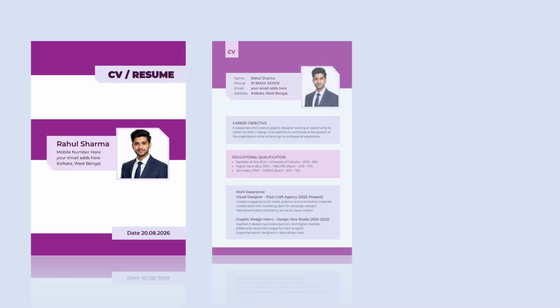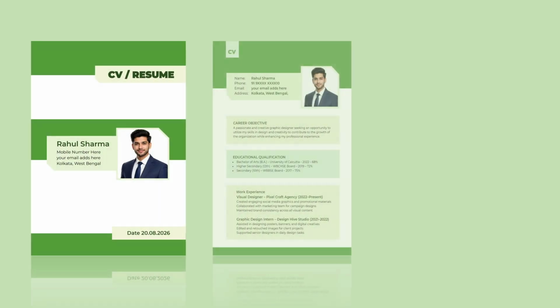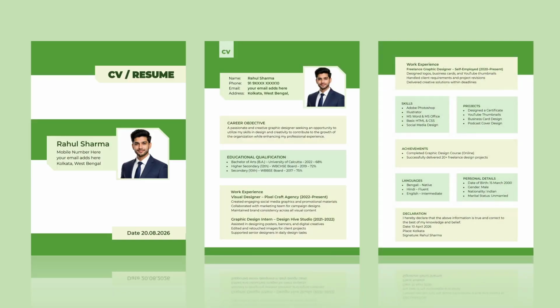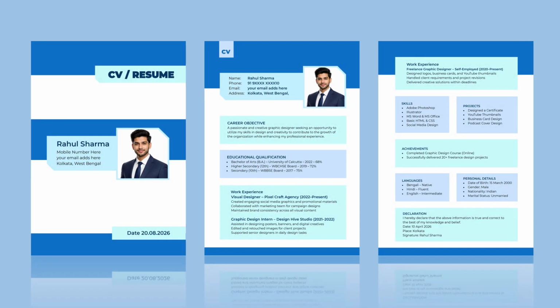This is a 3-page CV. The first page will be a cover page. On the second page, I will add name, contact information, address, career objective, education, and work experience. If you are a beginner, internship-related information can be added instead of work experience. On the third page, I will include skills, projects, achievements, languages, personal details, and declaration.